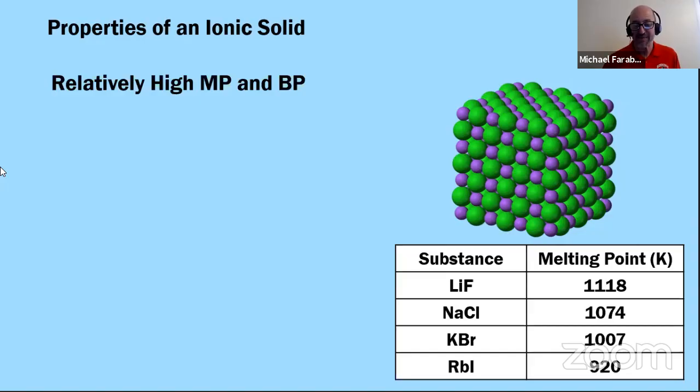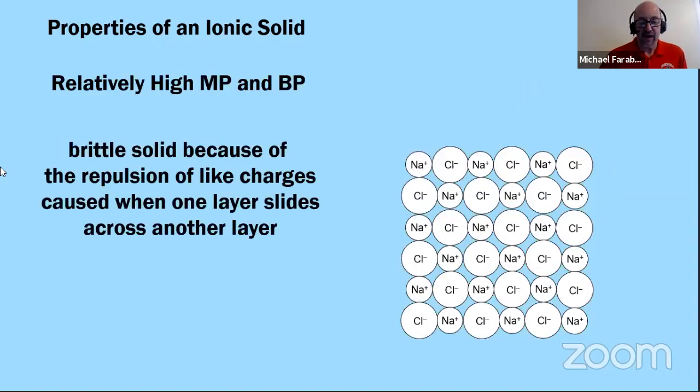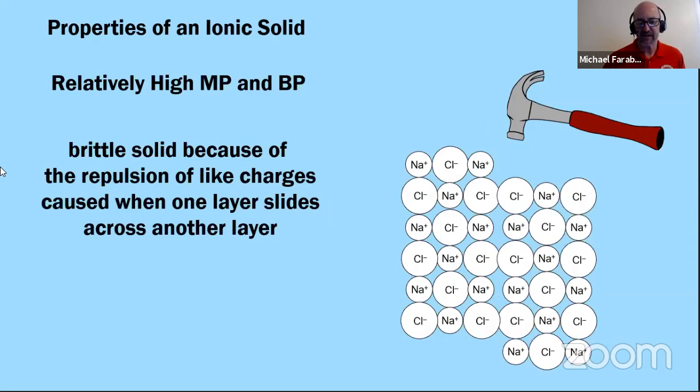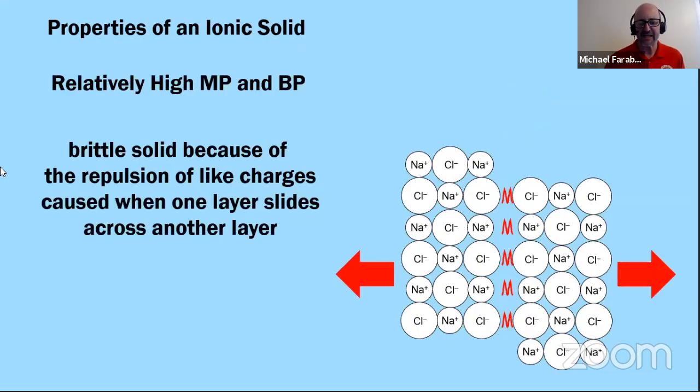Here are some examples of melting points, and they're all about 900 to 1,000 degrees or more. They are hard and brittle. What makes them brittle is that if a stress is applied and the layers of ions shift slightly, now you have repulsion between ions of like charges. So an ionic solid tends to flake apart into crystals, or it's cleaved along well-defined planes because of that.